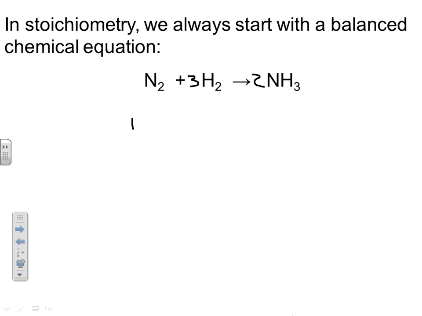For every 1 mole of N2, we need 3 moles of H2, and that produces 2 moles of NH3. Why doesn't it make sense? You want them to add up nicely. Yeah. And it isn't actually an addition.